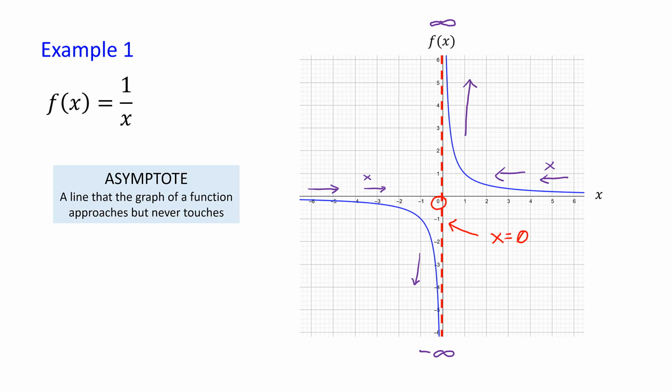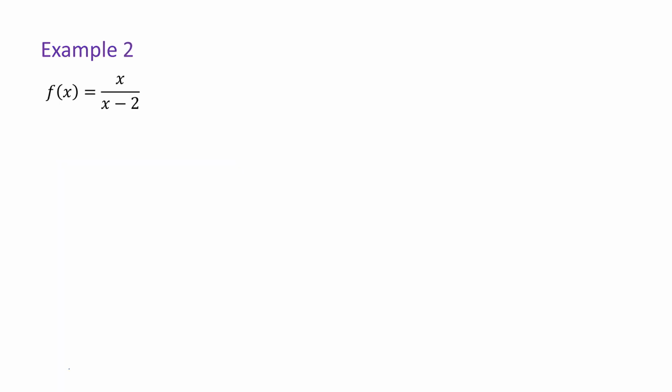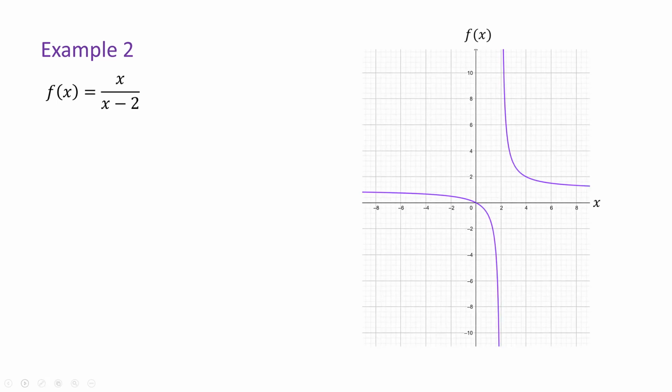Let's see another example. Now we have the rational function x over x minus 2. This is the graph of the function. If we trace a vertical line here, at the value that the curves approach but never touch, we are tracing the vertical asymptote. And we can determine the equation of this vertical asymptote because the value of x that we just graphed is x equals 2. So the equation of the vertical asymptote of this function is x equals 2.